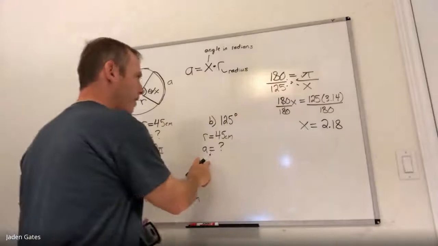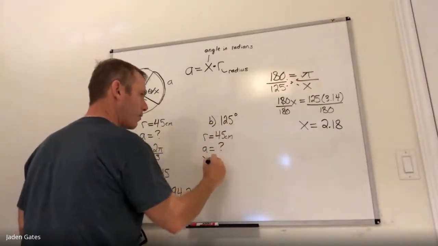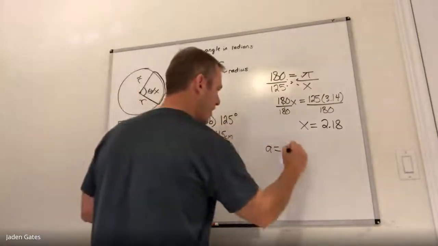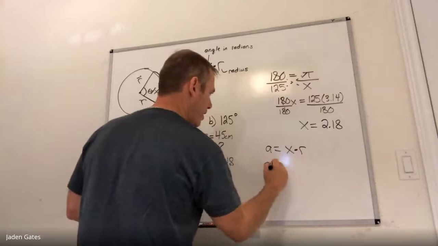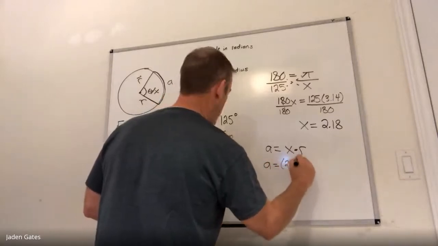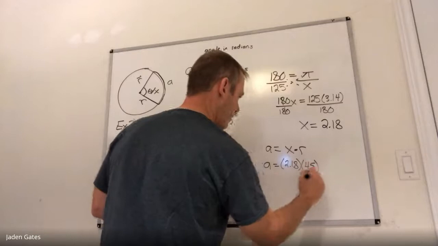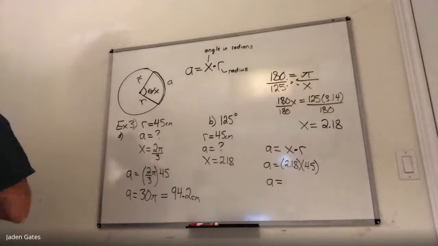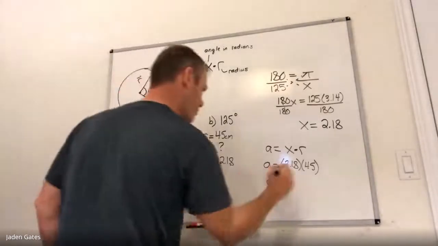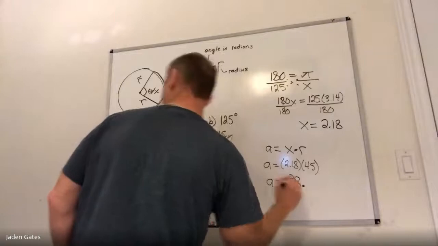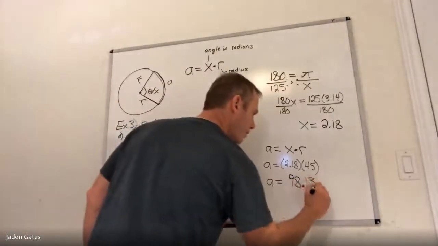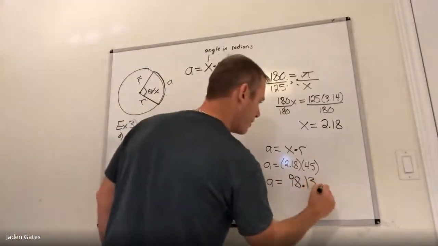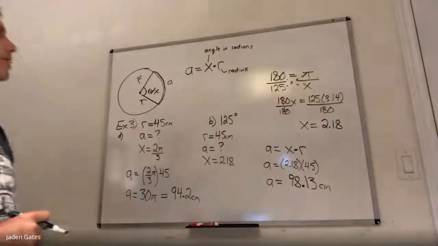All right, so now I go back. I've got my radians here. I know my x value is 2.18. So my formula of A equals x times r, I have an x value of 2.18. My radius is 45. And so the distance around that circle, I'm getting, pretty close actually, 98.13. And again, your arc length has the same units as your radius, so it is in centimeters.